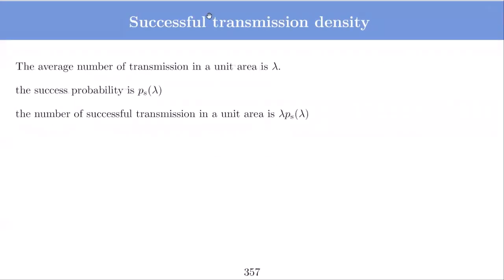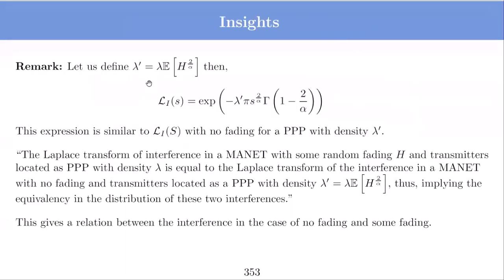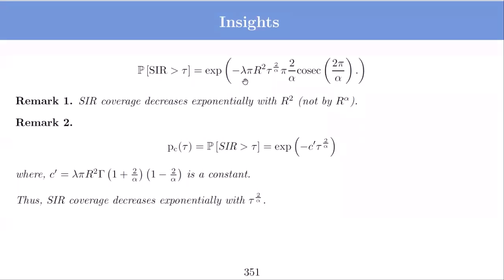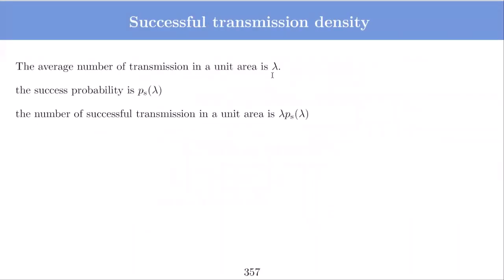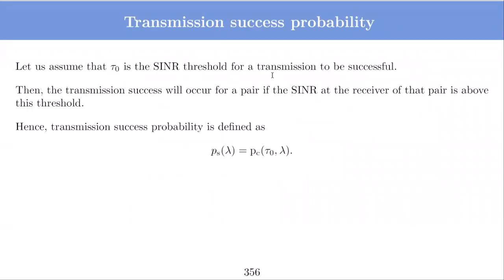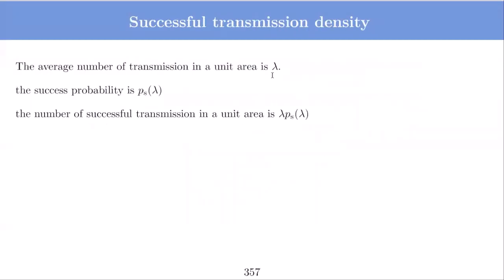Now, successful transmitter density. In the past we have seen that if you look at these expressions of SINR coverage, as lambda increases, this decreases exponentially. That is because with a higher lambda you expect more interference, so the coverage will decrease. Someone can say that it means you should take lambda very low. But that is also not correct, because when you have small lambda, you have very few devices. So what is the use of the network if you don't have enough devices?